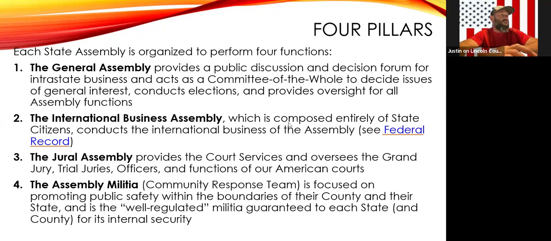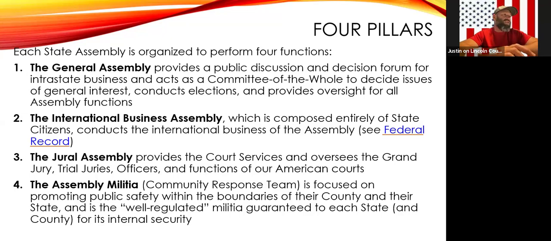The International Business Assembly, which is composed entirely of state citizens, conducts the international business of the assembly. See the federal record. The General Assembly, at the individual level, will be getting that good administrative process down pat, where if you are trespassed, you can choose to contract or you can return service.